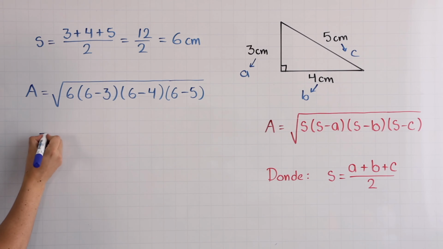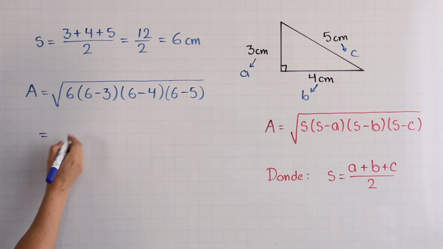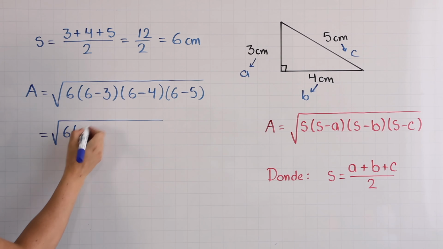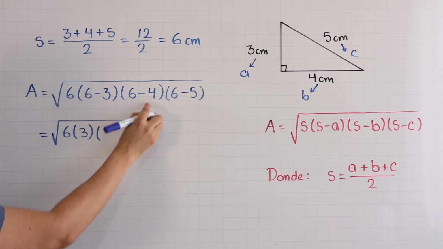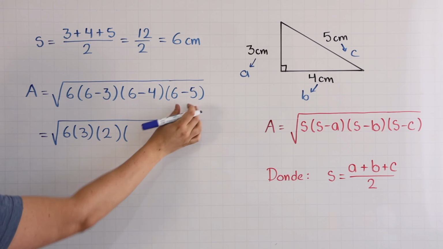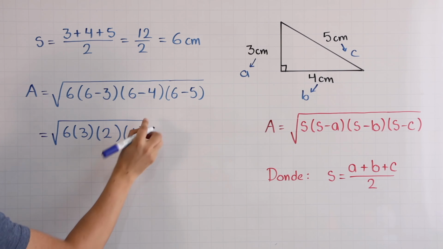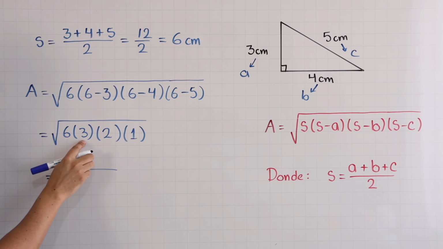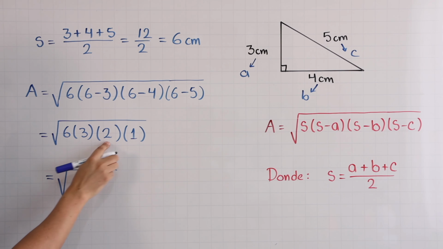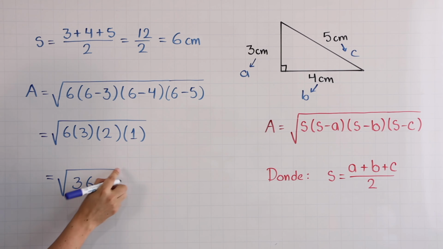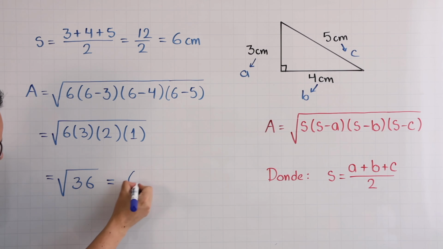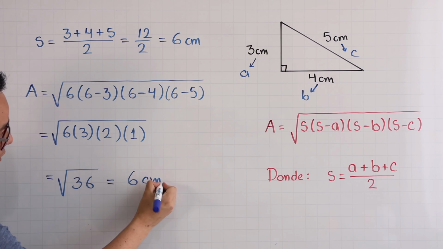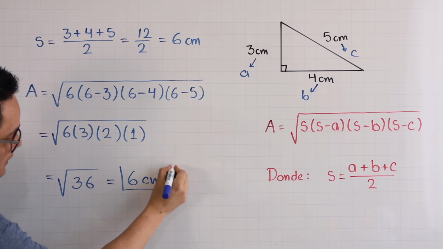So we do the operation of what's inside the square root. So I end up with the square root of 6 times (6 minus 3), which is 3, times (6 minus 4), which is 2, and times (6 minus 5), which is 1. Done. This is the operation we have to do now. So we multiply 6 by 3 is 18, by 2 is 36, and by 1 is 36. So I end up with the square root of 36, which is 6. And now we know the area is 6. And in this case, the units will be square centimeters.